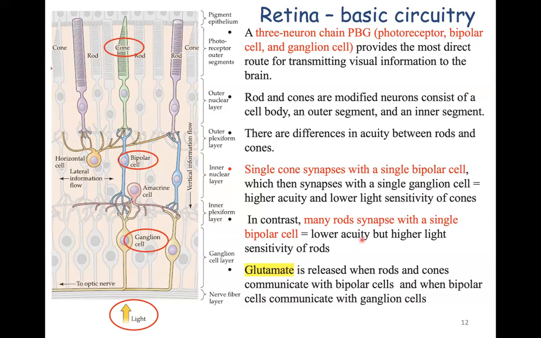Final important thing on this slide is that glutamate is released when the rods and cones communicate with the bipolar cells. It is the main communicating signal transmitter within the ganglion cells.